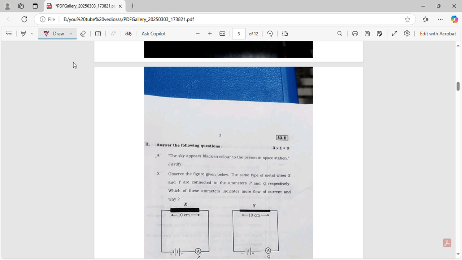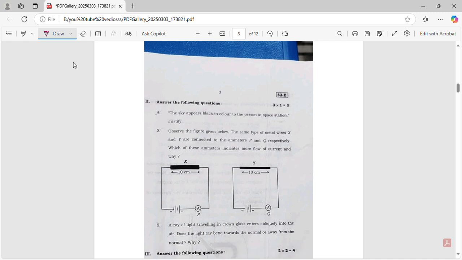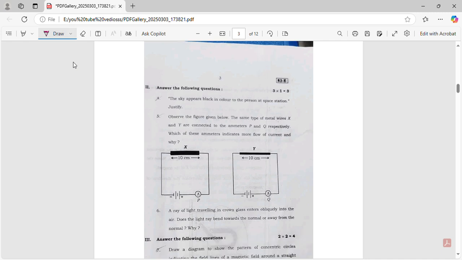The sky appears black in color to a person at the space station. From the earth it appears blue, but from the space station it appears black because there is no atmosphere. You are getting it, everybody. As there is no atmosphere, there is no chance of any atmospheric scattering.